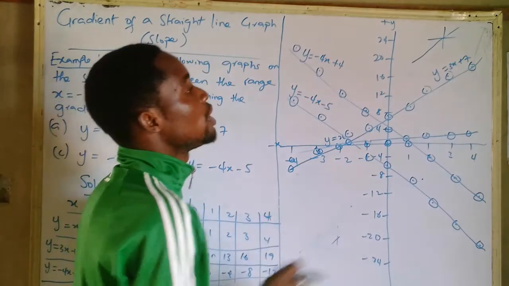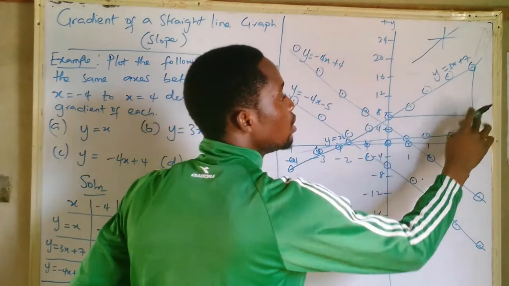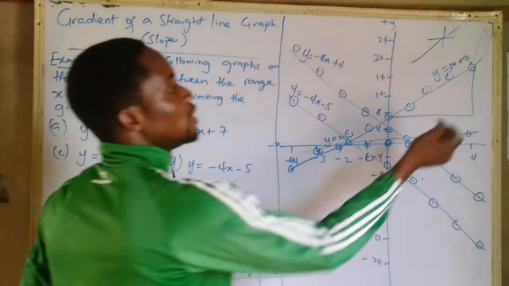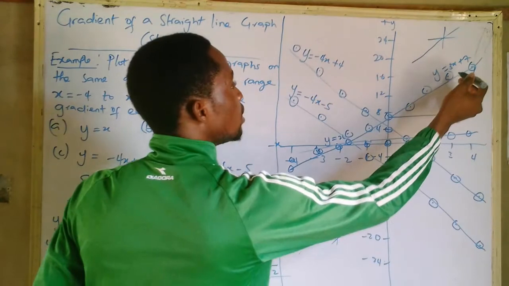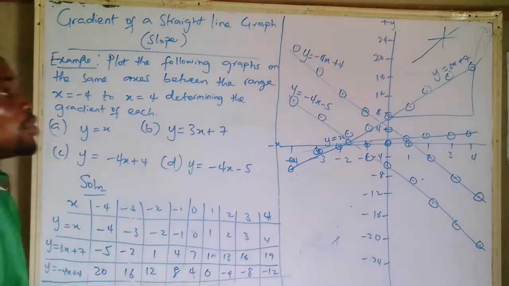Okay, so in this case, let me just draw this like this. So what do I have there? This is 16. For this 3x plus 7, what's the last one? 3x plus 7, 19 I mean.